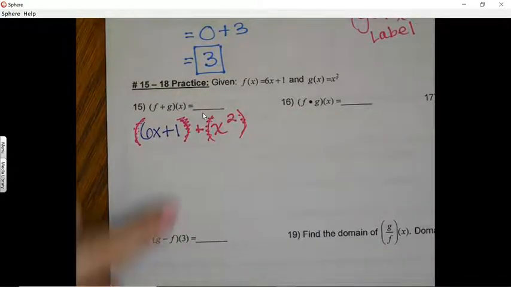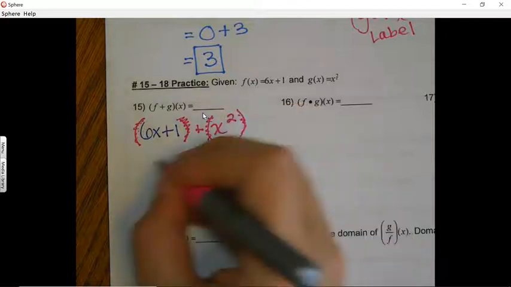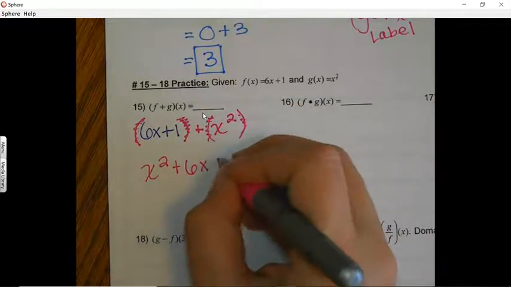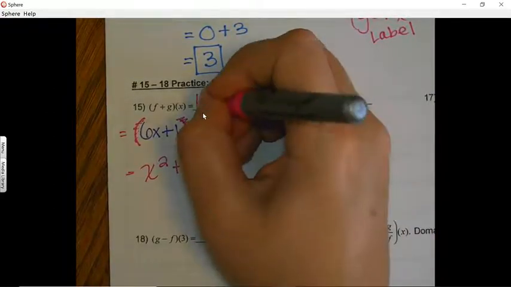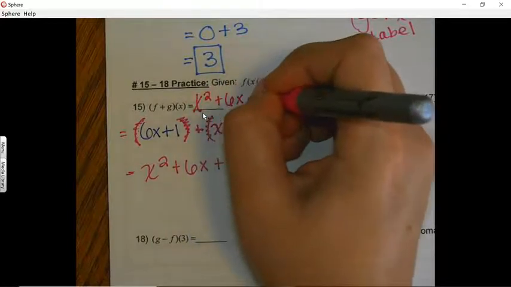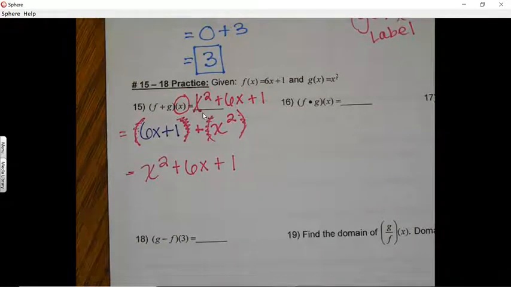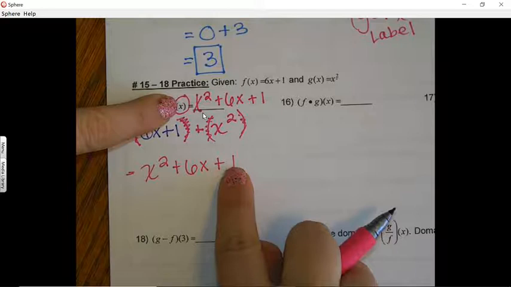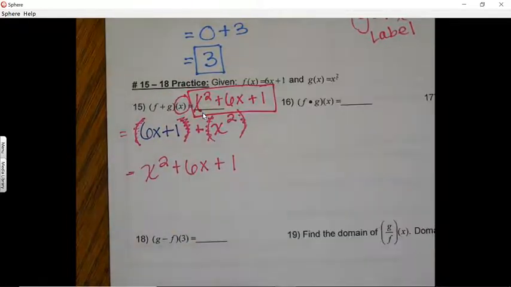So we're just going to combine any like terms, of which there are none, so we're just going to write it in standard form. This one has the highest exponent, so x squared goes first, then the 6x, and then the 1. So x squared plus 6x plus 1. And then in the parentheses here, it just has x. If there was a number here, we would plug in that number for x. There is no number, so this would be our answer.